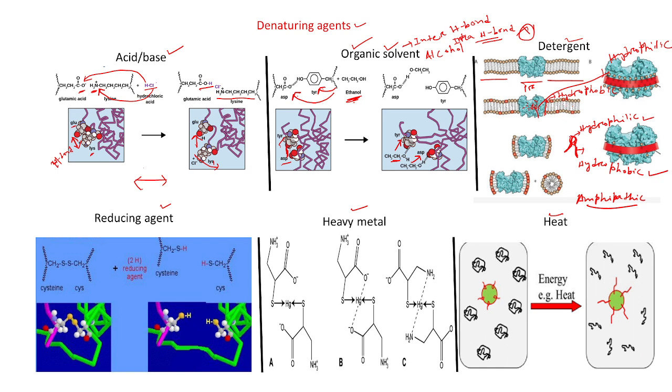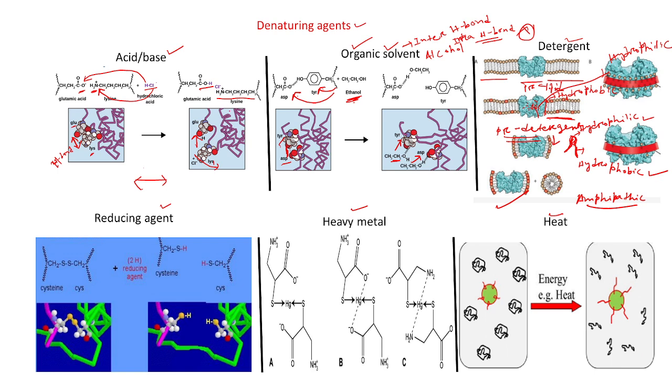Now the detergent is also hydrophobic, so it can replace the lipid bilayer. That means before that there was an interaction between the protein and the lipid. Now the bond is formed between the protein and the detergent. By that it disrupts the hydrophobic interaction between the protein and the lipid, so that it can denature.